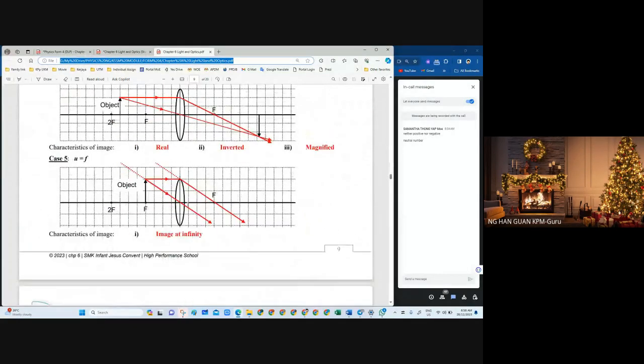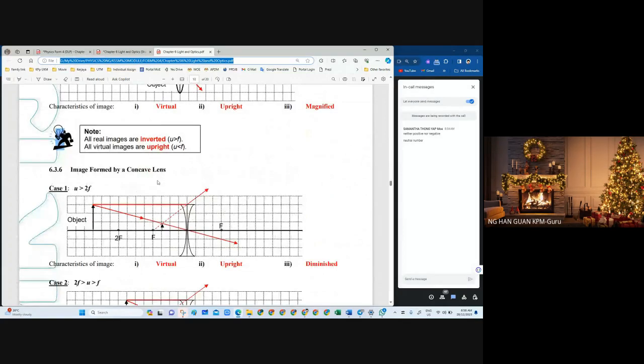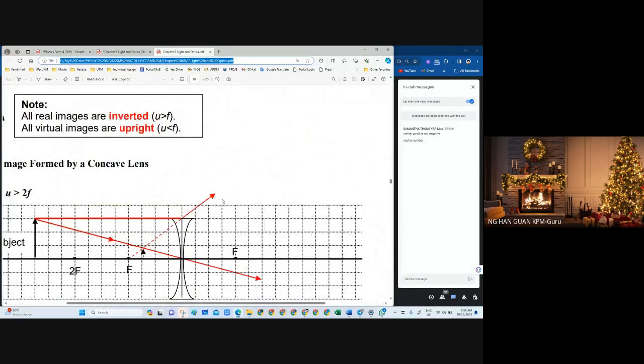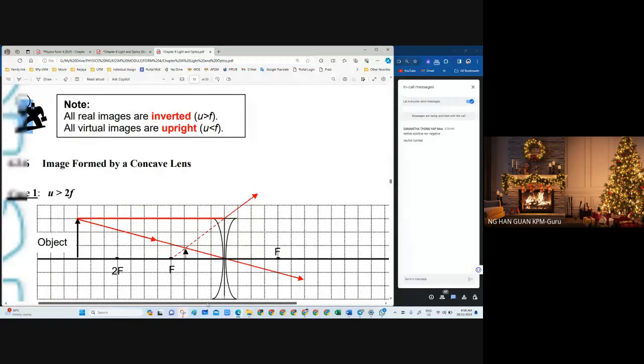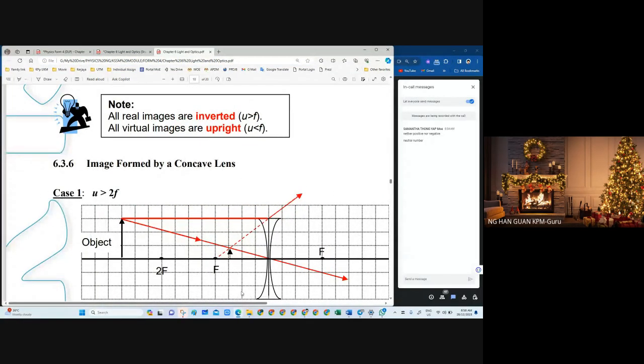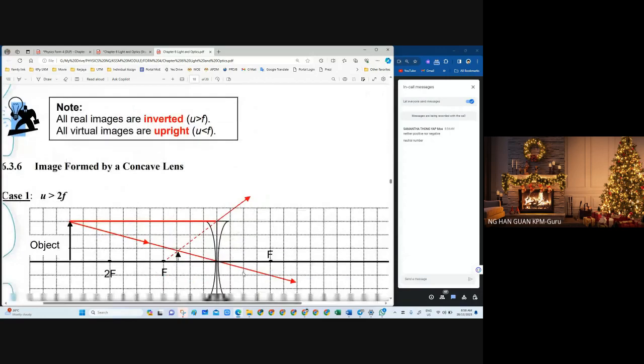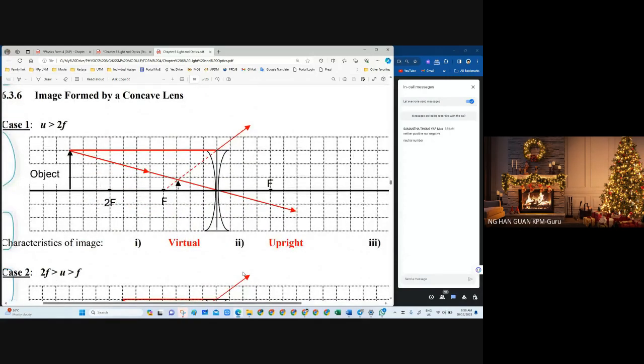Only for the concave lens, when you draw it, you have to know the difference. As I told you just now, for the concave lens, when a ray is parallel to the principal axis, after that it will diverge from the point F, so it will be drawn like this. The light still penetrates through the lens, but the image formed is based on the virtual ray, so the image formed is virtual.